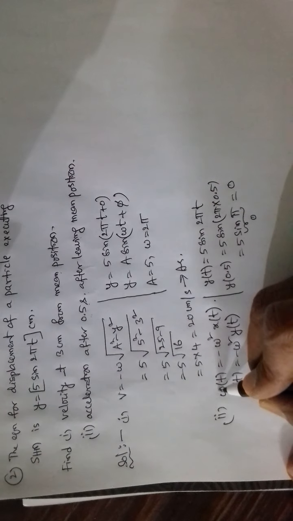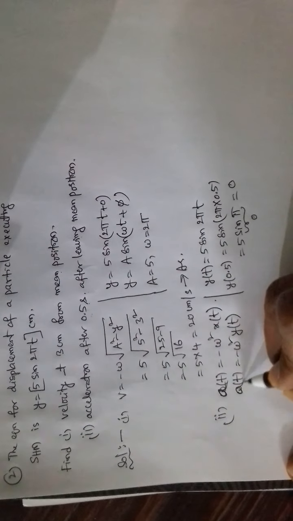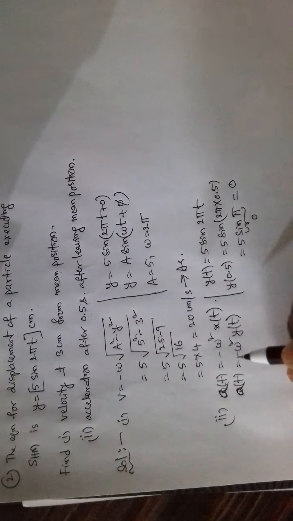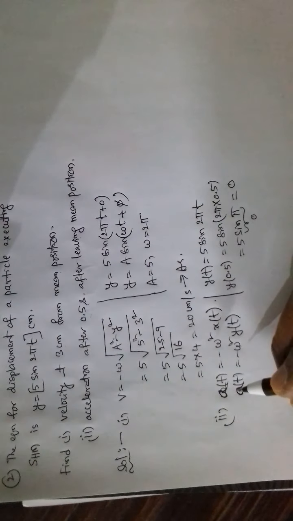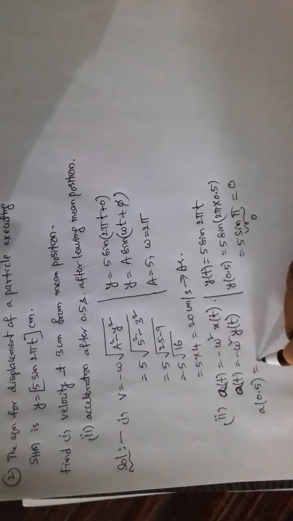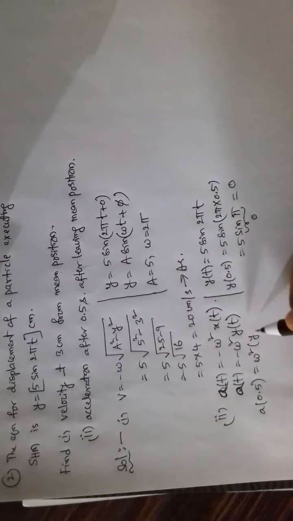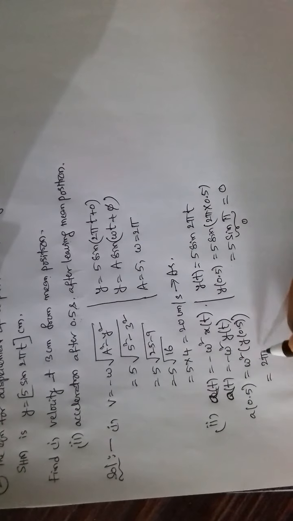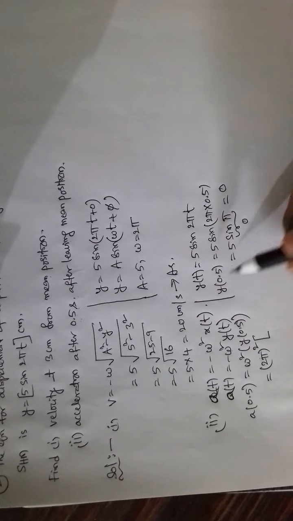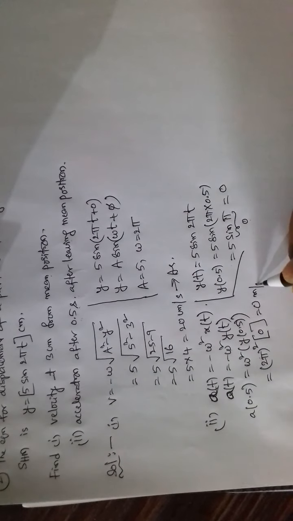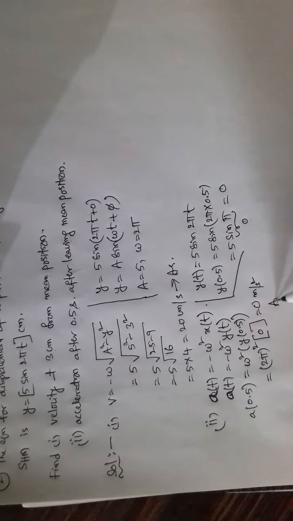So here acceleration, expression for acceleration, this is expression for acceleration. Now so acceleration after 0.5 seconds, omega value 2 pi, and this is 0, is equal to 0 meter per second square. This is the answer.